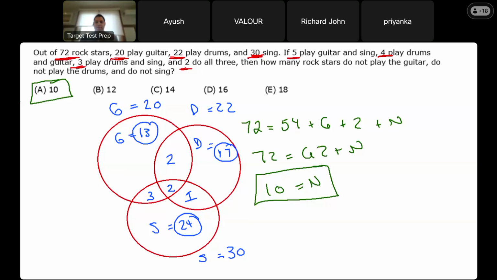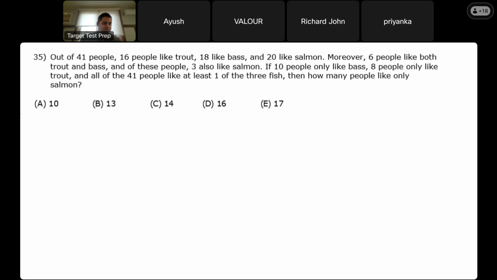Any questions about that? All right, cool. Now, that's one method, and in fact, we'll just do one extra question for this. This is one where it's similar, but you're going to have to fill in different parts of the overlapping sets. Take a look at this here.